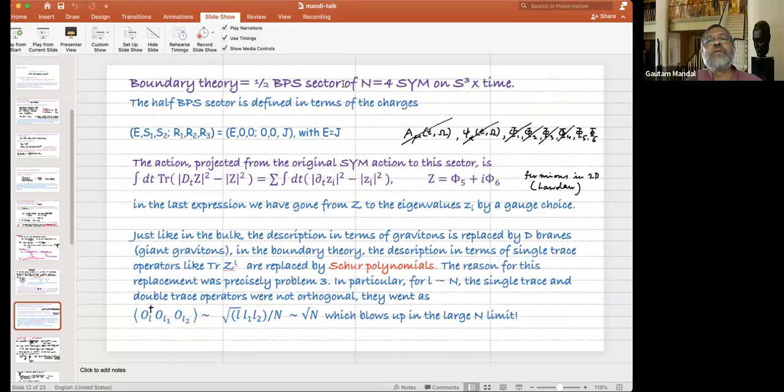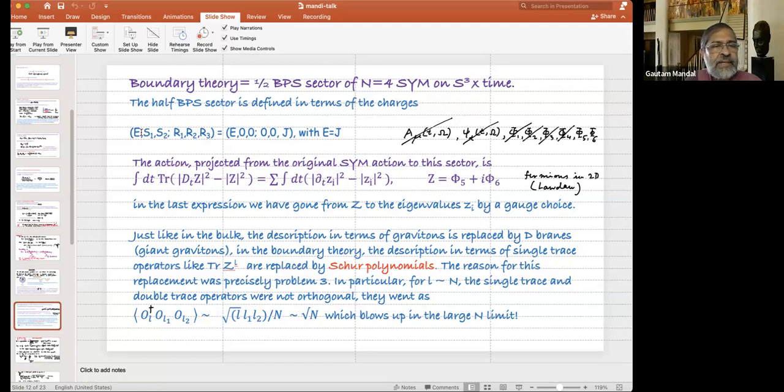What's the boundary story? The boundary story is that of the half BPS sector of N=4 super Yang-Mills theory on S3 × time. Now the half BPS sector is defined in terms of the following charges. As you know, for AdS5 × S5, the N=4 super Yang-Mills theory has a conformal group of symmetries that has this maximal compact subalgebra given in terms of 6 charges.